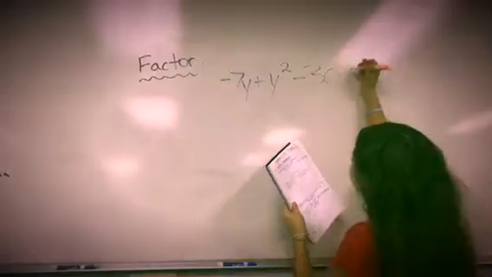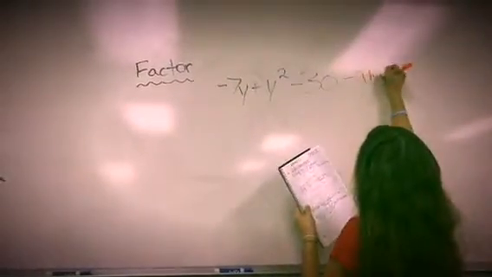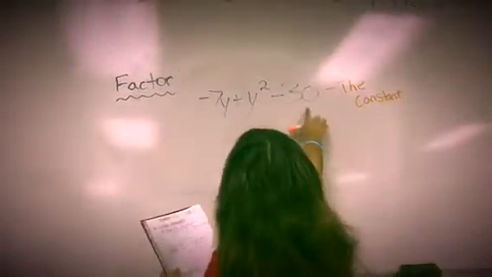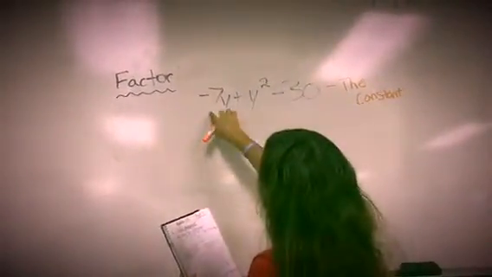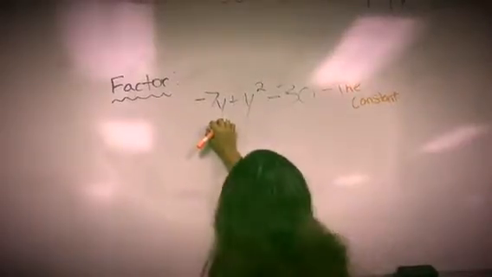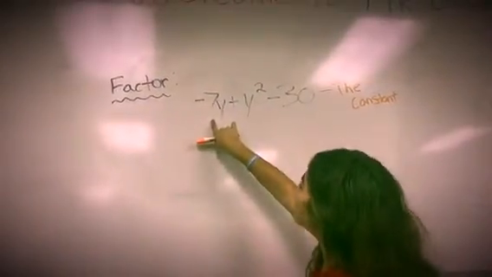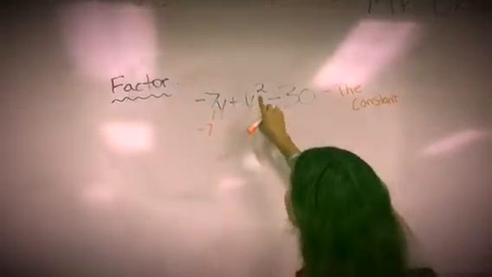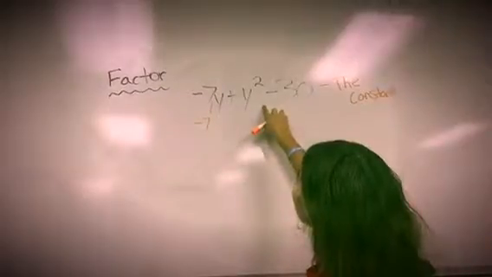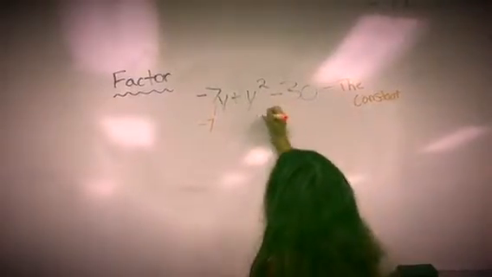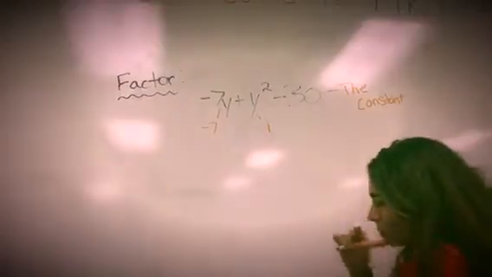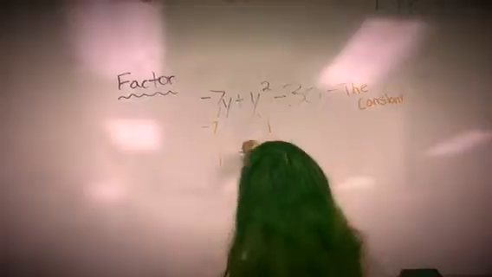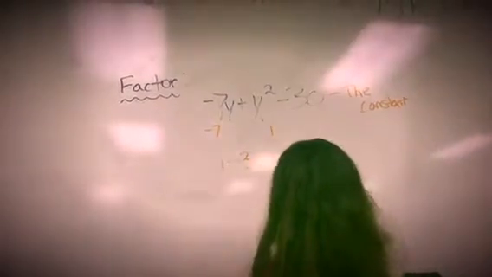Okay, so this would be the constant. So what number is in front of this y, which is -7 only, and then what number is in front of the y squared, which is 1. Again, it's a little invisible 1. So what you do is you multiply 1 times -30, which equals -30.